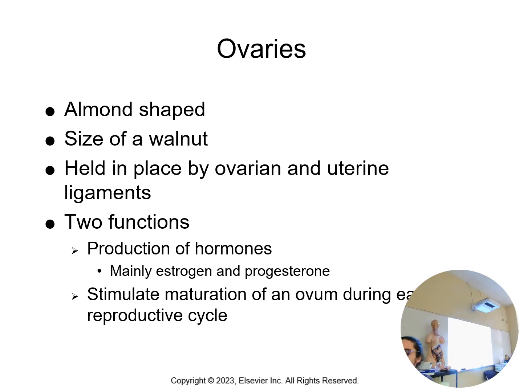Ovaries are almond shaped. Let's see, do I have them easily visible on here? Not all that much. Oh well. They're not very big. They're the size of a walnut or so. They're about the same size as testicles, because they anatomically, evolutionarily came from the same original structure. Two functions: produce hormones and stimulate maturation of ovum during each reproduction cycle. So the ovaries, it is important to note, it's not just the production of eggs. The ovaries are what regulate your hormonal changes throughout your menstrual cycle.